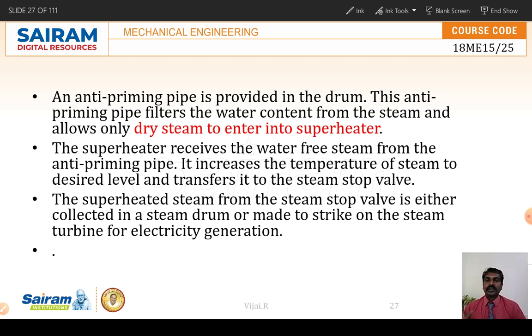Normally in the steam there's a wet condition. Already we have discussed wet steam, dry steam and superheated steam. If the wet steam goes to the turbine, then the efficiency of the turbine will be less. With the rotation of the turbine, the water particles continuously contact the turbine and make it corrode. So continuous water particles should be avoided.